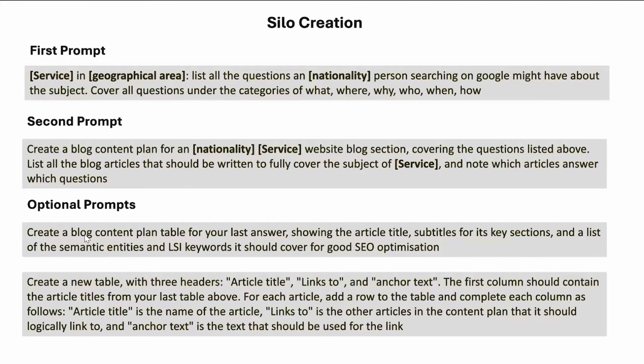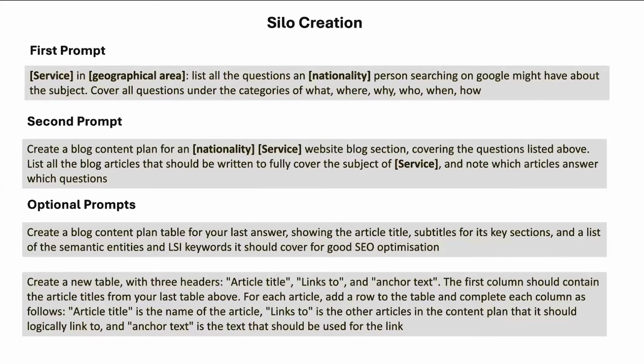So create a blog content plan table from your last answer, showing the article title, subtitles for its key sections, and a list of the semantic entities and LSI keywords it should cover for good SEO optimization. Mm-hmm. The further that sentence goes along, I think the fuzzier it gets in terms of how good your output's going to be. When you say good SEO optimization, I think an AI tool is going to have various ideas about what that should be. But basically, you're saying just organize this list and give me a list of entities, and I can use those. Then you can take it as far as you want.